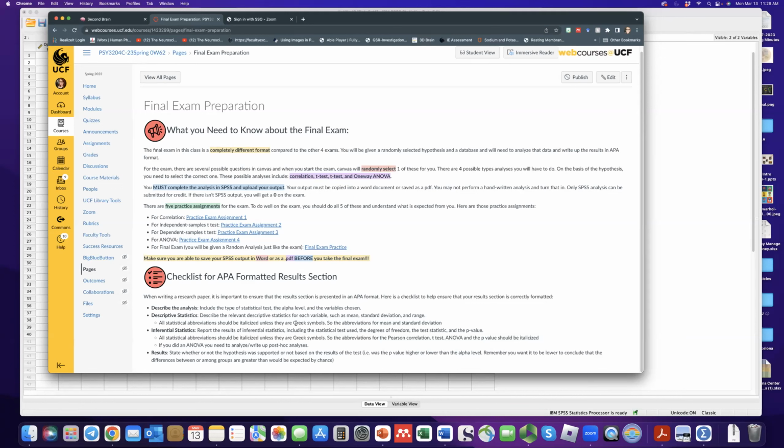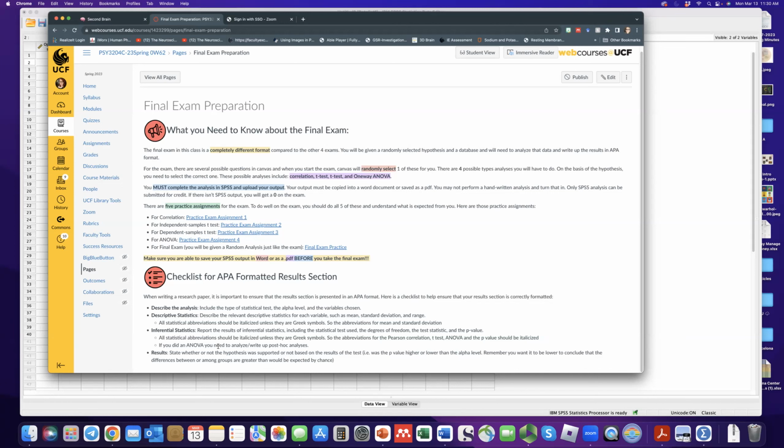So like if we were doing a regression, there would be beta and stuff like that, but that's not what you need to deal with. So we'll skip down to inferential statistics, where you need to report the results, including the statistical test used, degrees of freedom, the test statistic, and p-value. Right? And then, of course, statistical abbreviations italicized.